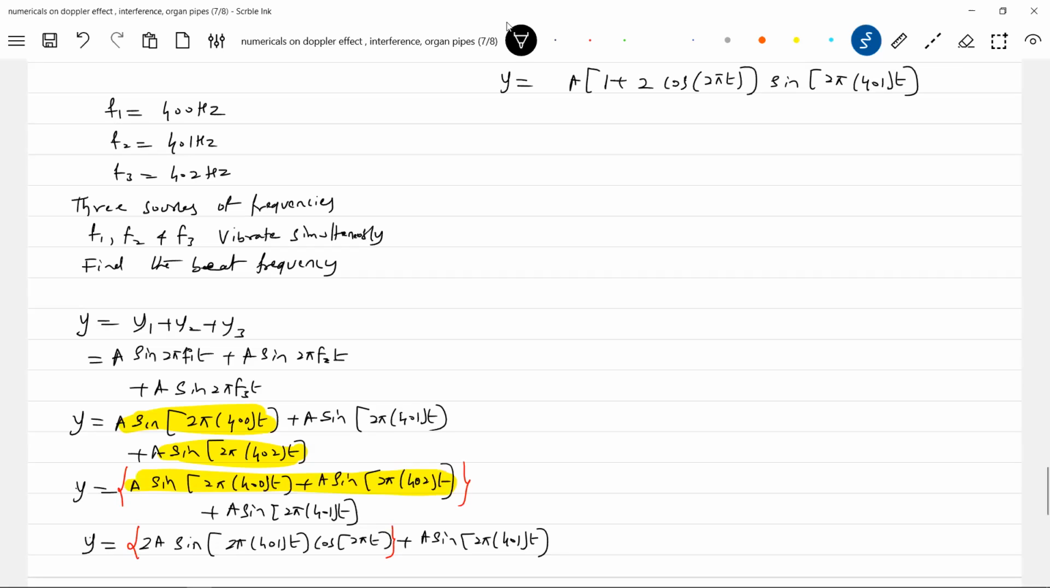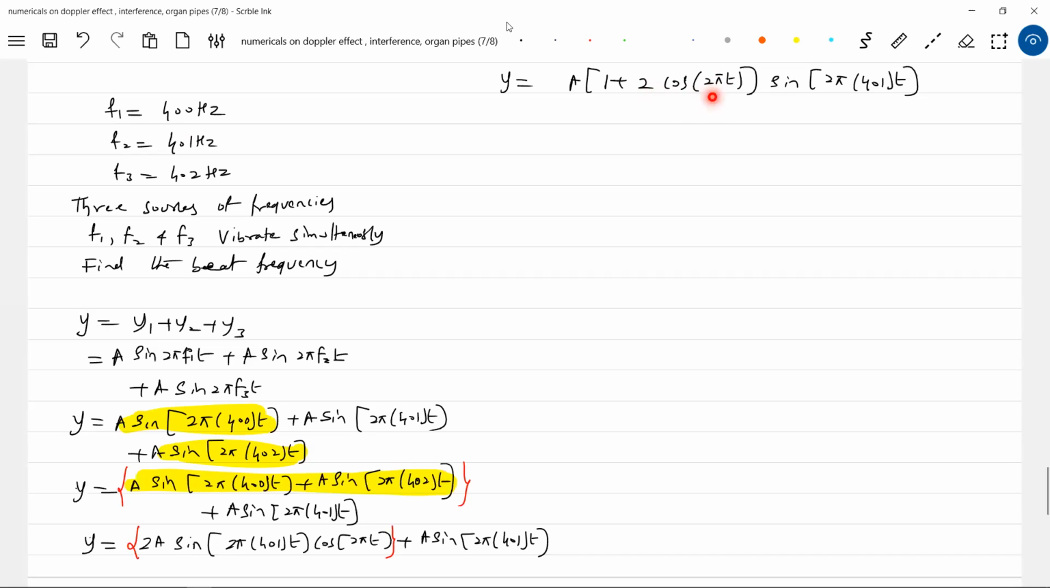Which is the signal and which is the amplitude term? What is the frequency of all these, 400, 401, 402? The resultant wave should have a frequency somewhere near them. Yes, that is 401. And what about this quantity? It is having a frequency. How much is it? 1.